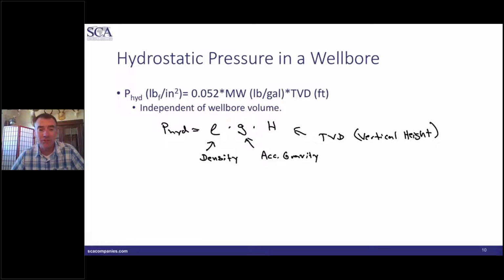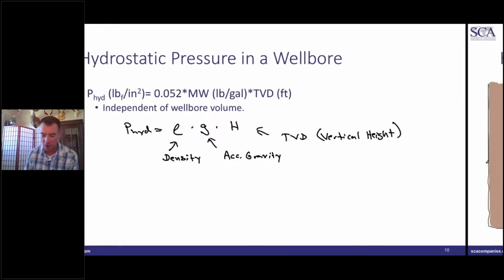The 0.052 is just simply a correction factor that includes gravity and unit conversions to go from pounds per gallon times feet and into pounds force per inch squared. As you can imagine, there's quite a few unit conversions going on in there. So it's actually a really simple formula that we use quite a lot. So let's look at this as we use it in a wellbore.